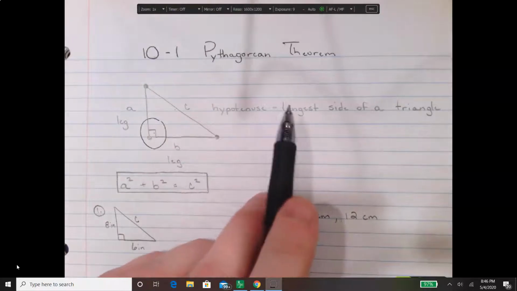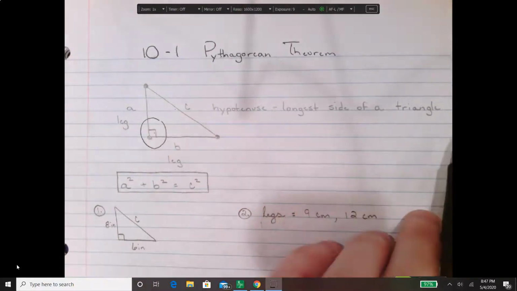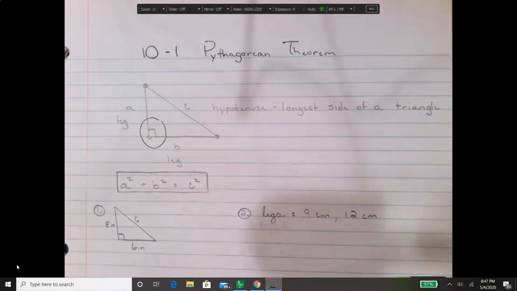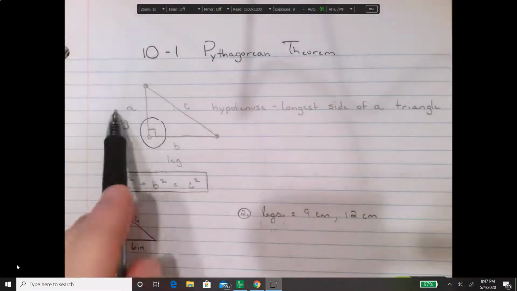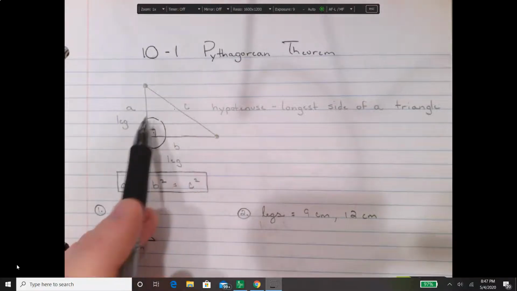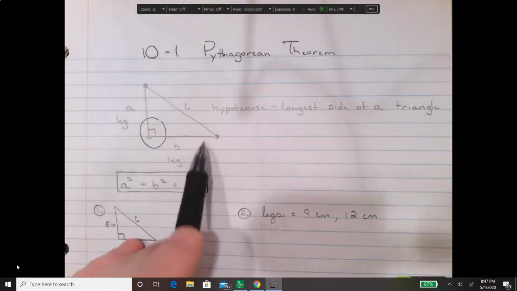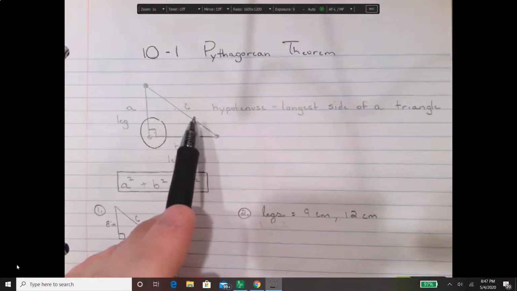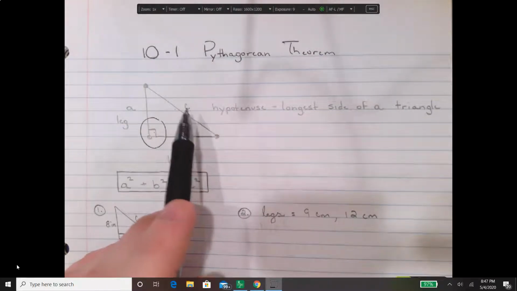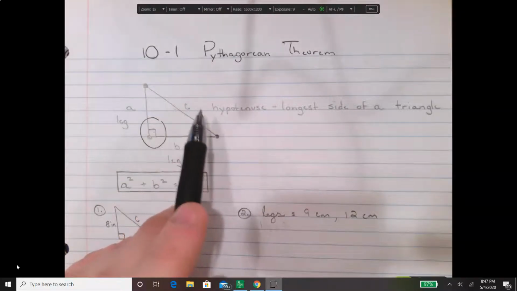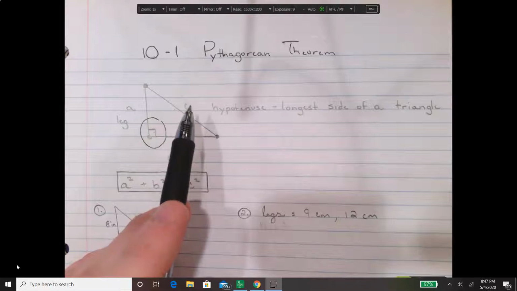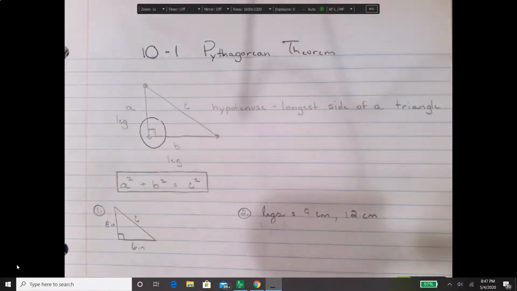Also, the hypotenuse is the longest side of any triangle, so it has to be longer than A and B. If I were to say that leg A was 10 feet and leg B was 9 feet, then the hypotenuse, C, would have to be greater than 10, because it's got to be the longest side. It cannot be 10; it's got to be 10.1 or larger. Again, here's your formula, and that's what we're going to be working with today.